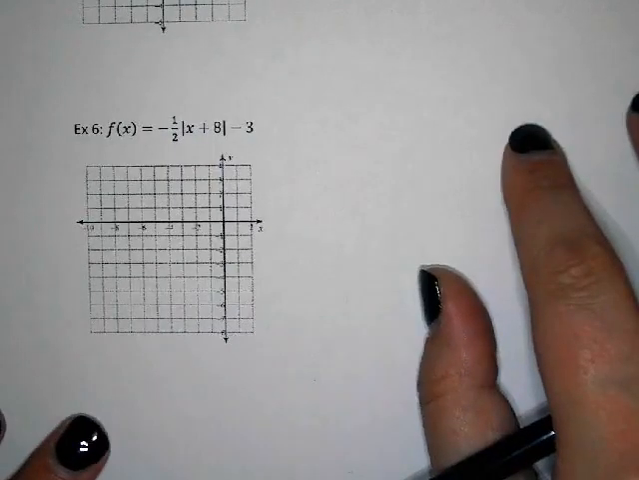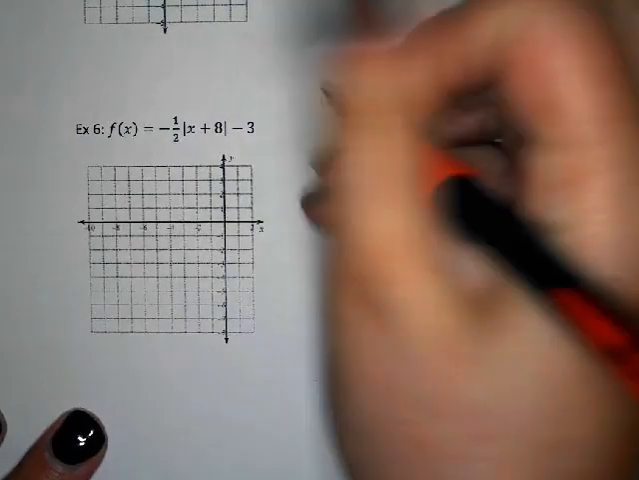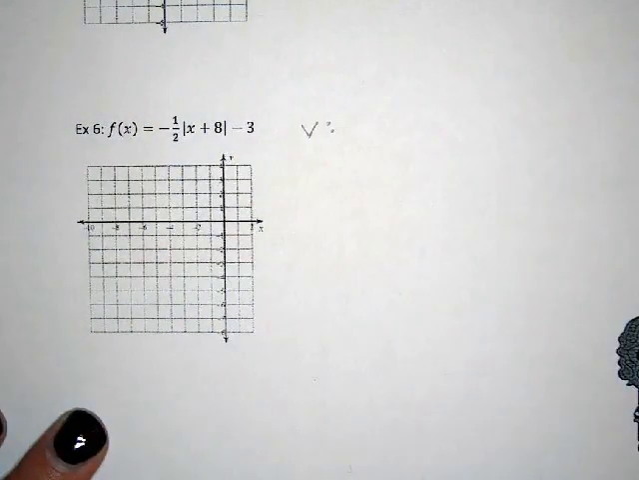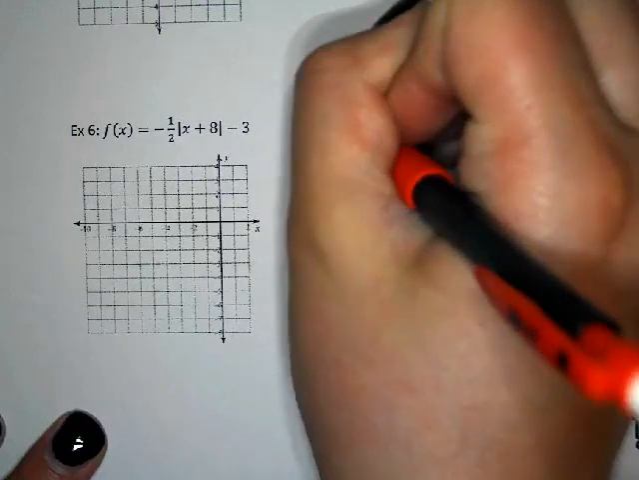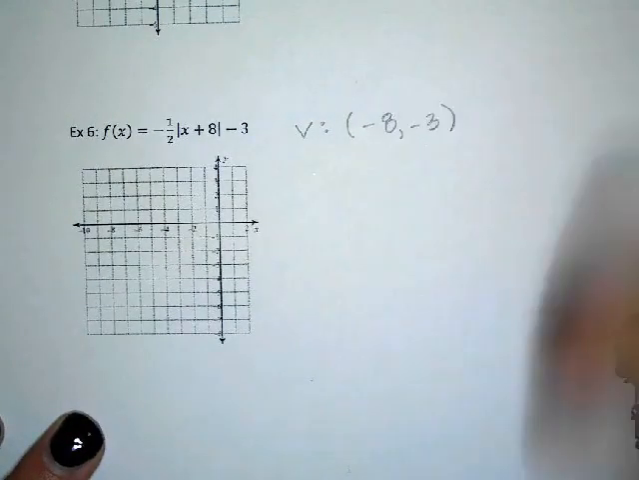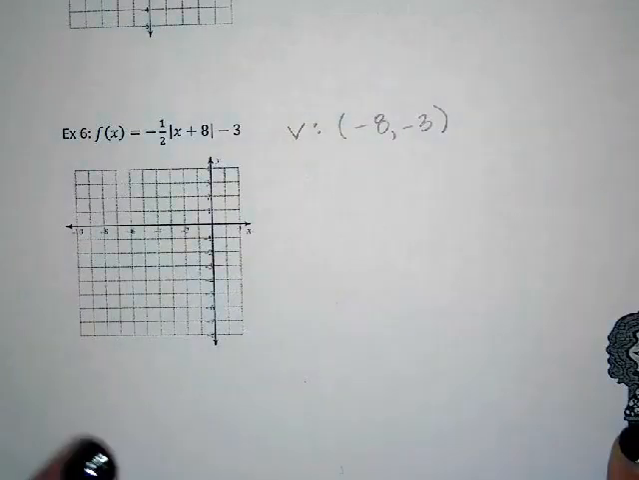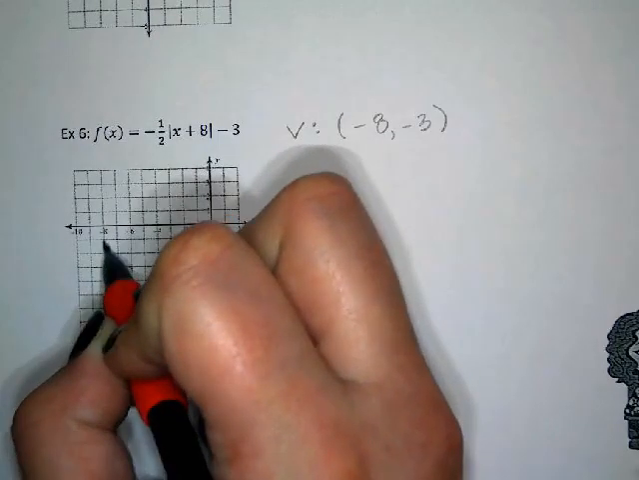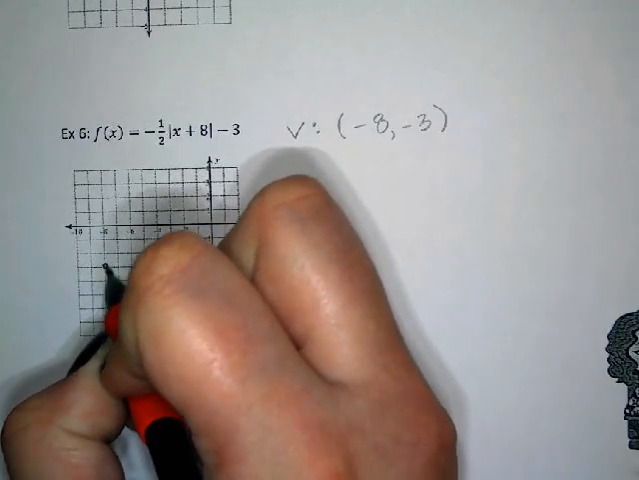So based on this one, we have a vertex of what? Okay, we have a vertex of -8, -3. So left 8, down 3.